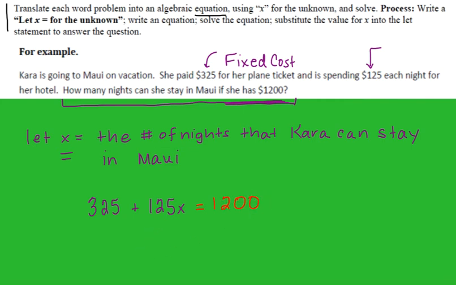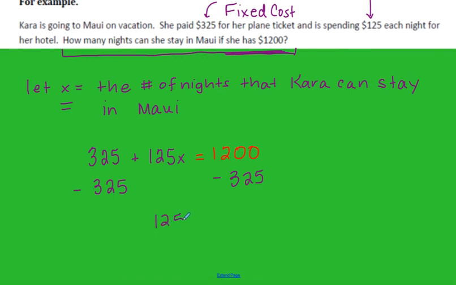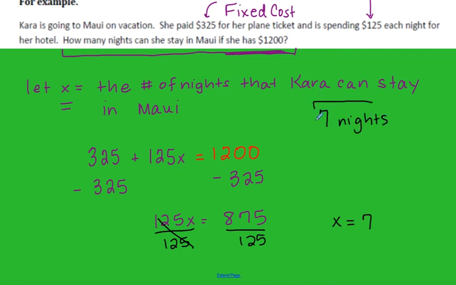All right, so now we have a linear equation, and we're going to solve for x. So we're going to isolate the variable first by subtracting 325 from both sides. That gives me 125x equals 875. And then we divide both sides by 125 to isolate the variable, and we get that x equals 7. So now we know the answer is Kara can stay 7 nights in Maui if she has $1,200. And that's the answer to the question.